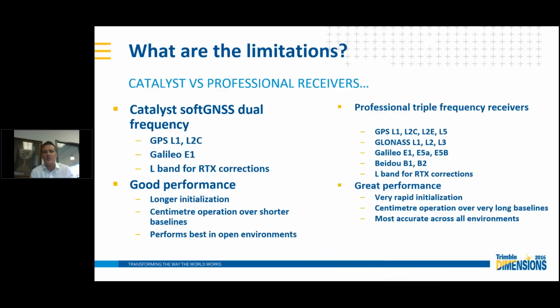I want to just talk about a couple of other limitations in something like this. Catalyst versus professional receivers. So Catalyst is in a soft GNSS dual frequency environment. We've got GPS L1 and L2C, we've got Galileo, and we're using L-band for RTX corrections. We would call it good performance. There is a longer initialization time, so you're not going to jump out of your truck and have a position in a few seconds. We're talking probably minutes. And when you lose lock, that time starts over again. Centimeter operation over shorter baselines, and it performs best in open environments.